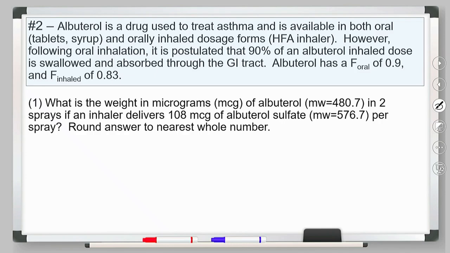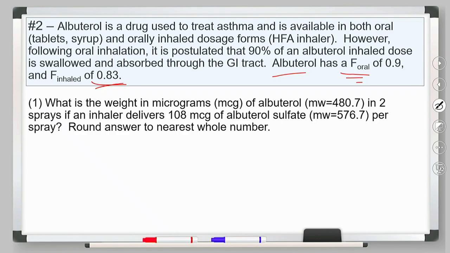And to illustrate my point about the bioavailability, realize I say in the question that albuterol has an F oral. What does F stand for? Bioavailability factor. So the bioavailability factor for the oral is 0.9. If you wanted to express that as a percent, what is 0.9? 90%. So 90% of albuterol gets absorbed through the oral tract, whereas only 83%, or an F factor of 0.83, gets absorbed through the lungs. All right, so let's keep that in mind.